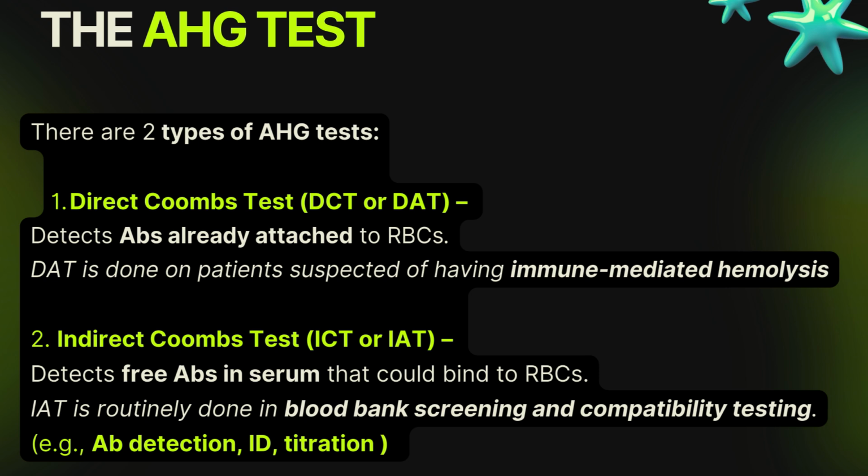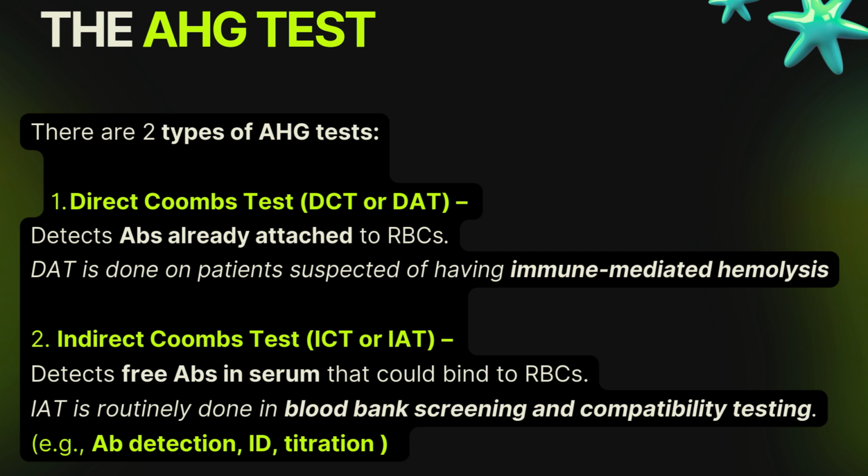So, let's break it down. The first type is your direct Coombs test, DCT or DAT. This test is crucial in identifying antibodies that are already attached to red cells. It's commonly used when there is a suspicion of immune mediated hemolysis. So, this is when the body's immune system mistakenly attacks its own red blood cells.